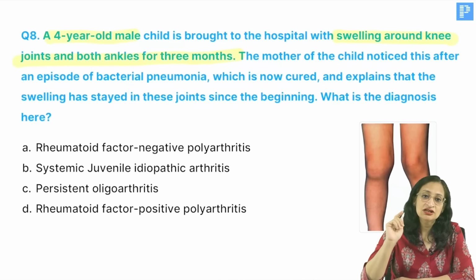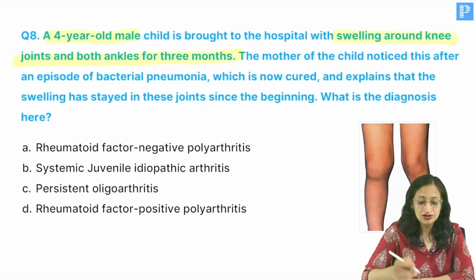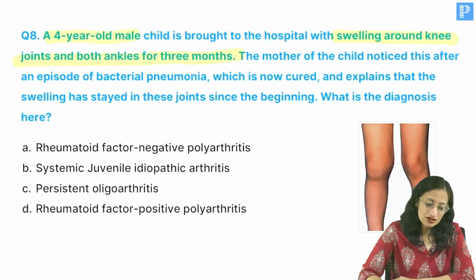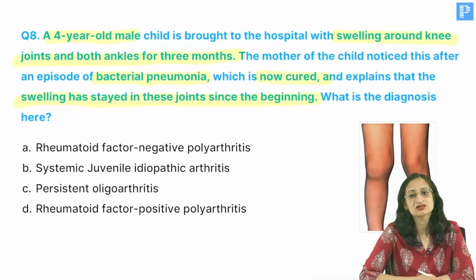And there is swelling, meaning arthritis, for 3 months. The mother of this child notices that this happened after an episode of bacterial pneumonia, which is now cured, and explained that the swelling has stayed in these joints since the beginning. What is the diagnosis here?